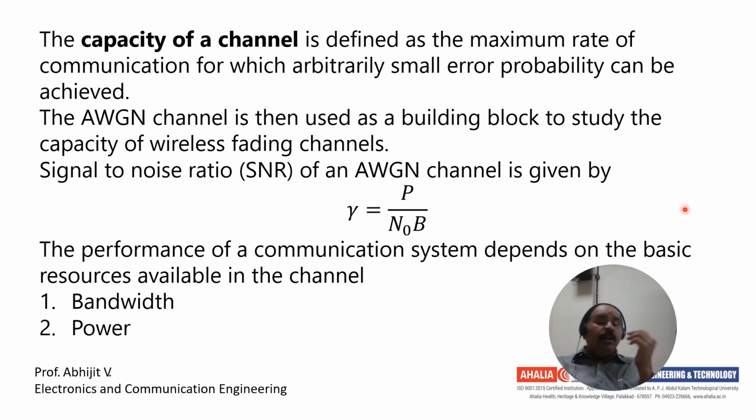The signal to noise ratio is the next constraint that we should have in our mind while designing a wireless channel. Signal to noise ratio SNR of an AWGN channel is given by gamma. Gamma is equal to P by N naught B. The performance of communication system depends on the basic resources available in the channel. Two important basic resources are the bandwidth and power.